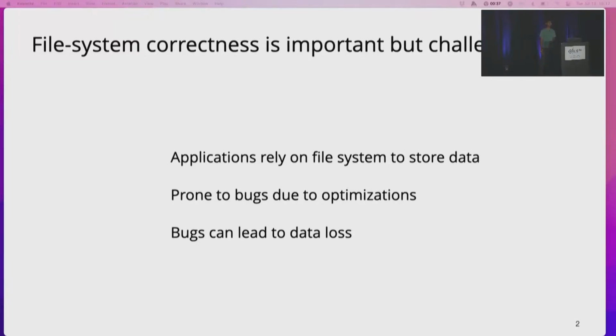File systems are an important but challenging part of an operating system. They're important since essentially all applications rely on them to store their data, but since file systems have sophisticated optimizations for performance reasons, they're also prone to bugs. These bugs can be especially bad in a file system because they can lead to issues like permanent data loss.